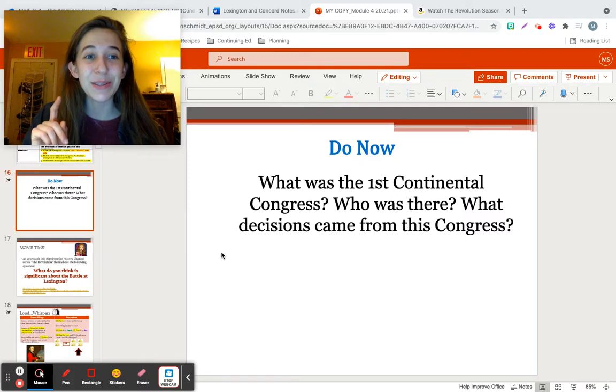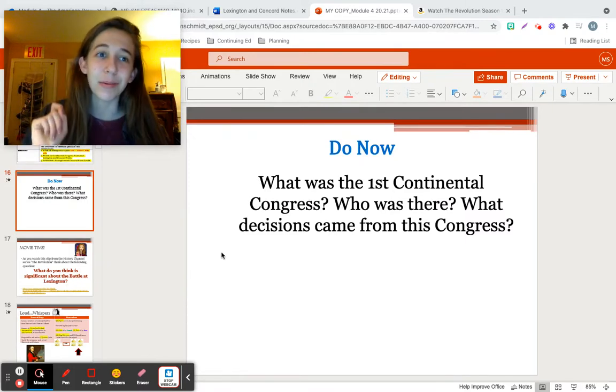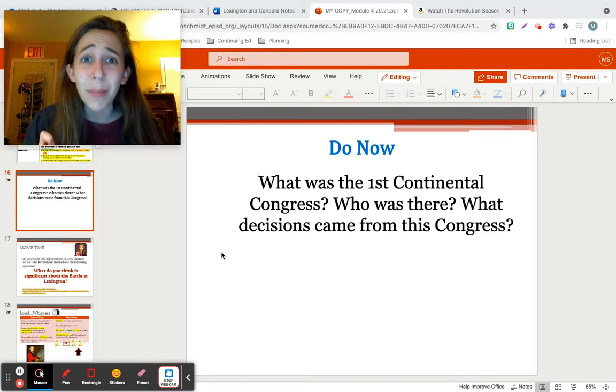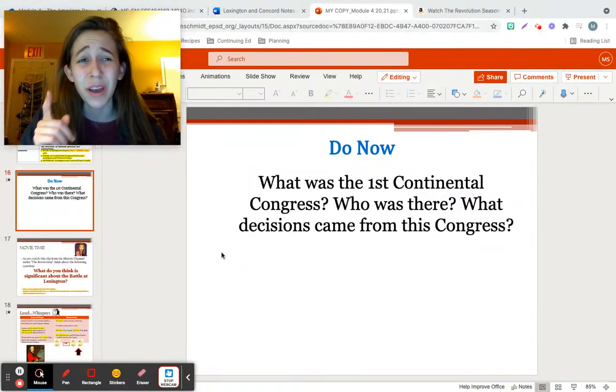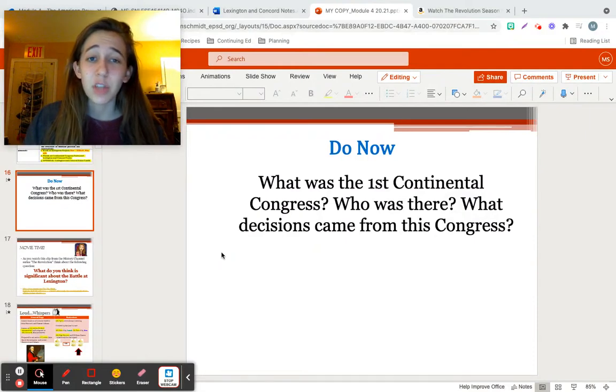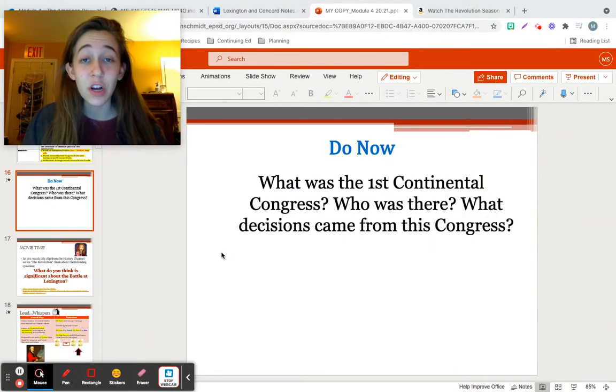If you haven't completed those notes yet, make sure you complete them, and then that will help you with this do now. Or look it up, actually. Look up what the First Continental Congress was. You're smart. You can do that. So there we go. That's our do now.